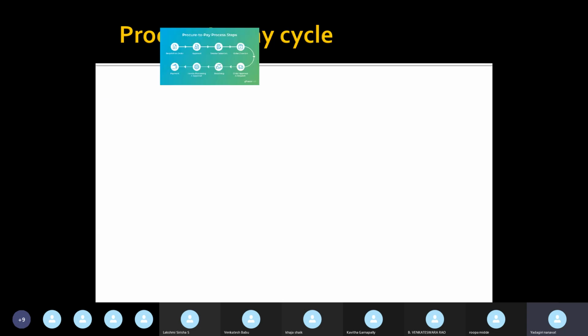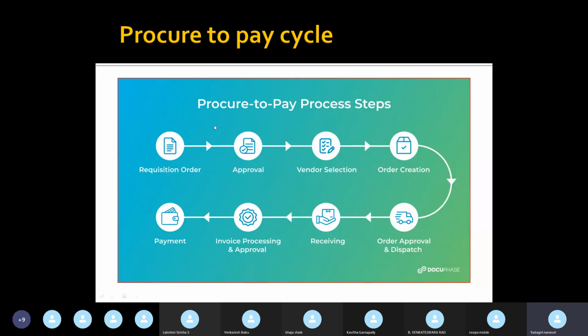Procure to pay cycle. Here is the process. First we will prepare the requisition and take approval from our finance department for that requisition. After preparing the requisition, we will send it, prepare the quotation, and select the vendor. Once the vendor is finalized, we will create a purchase order. After the purchase order creation comes order approval.